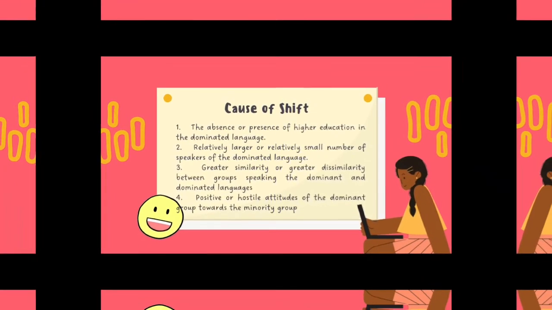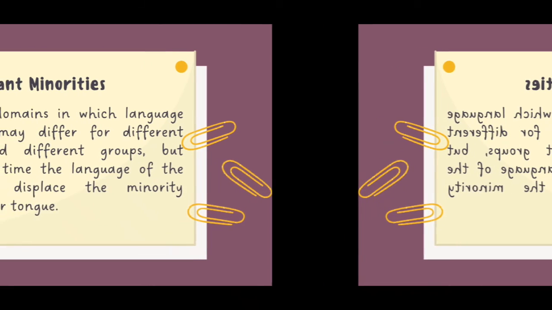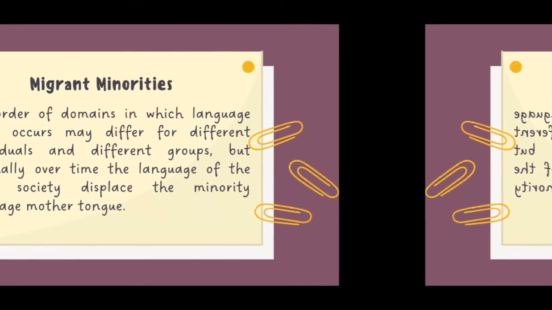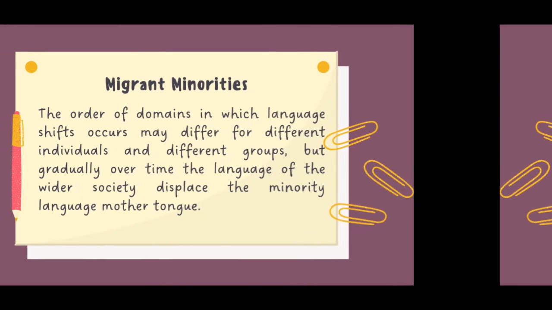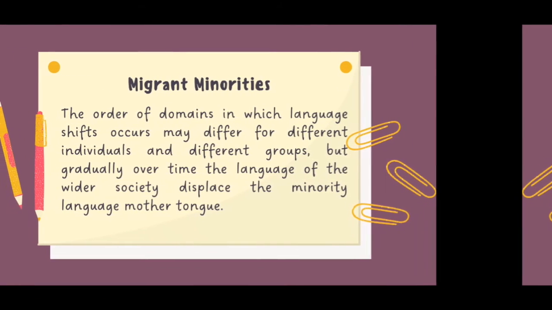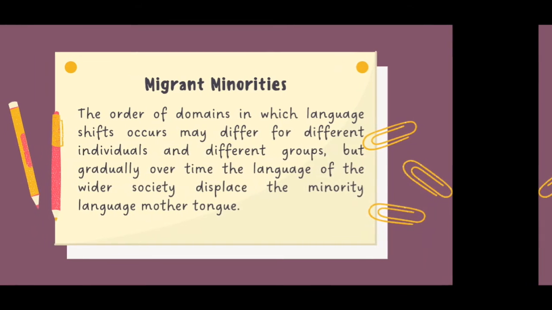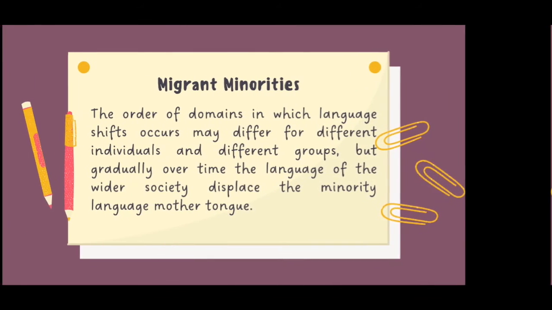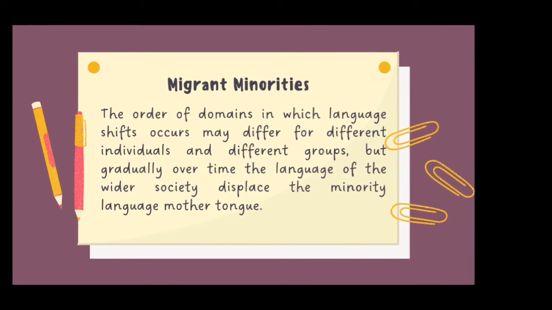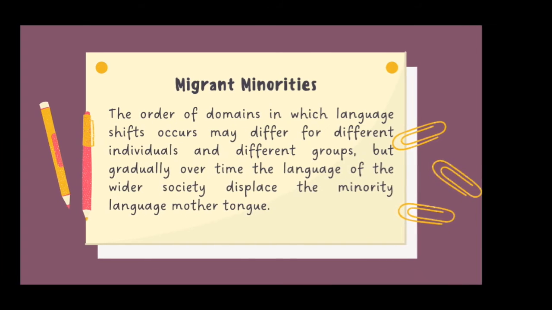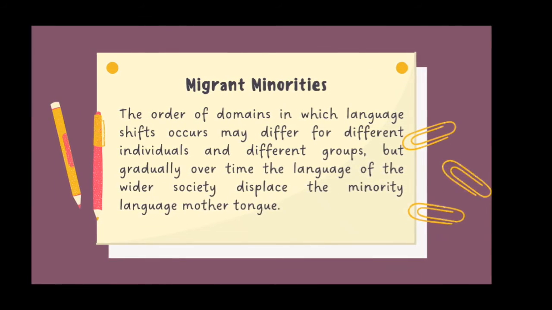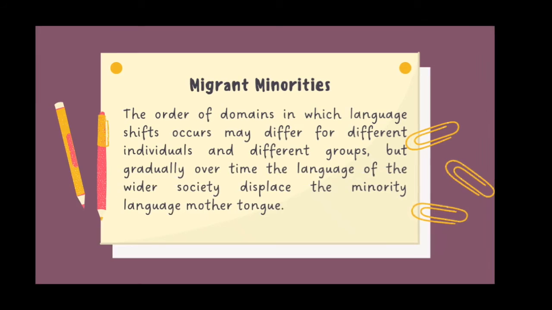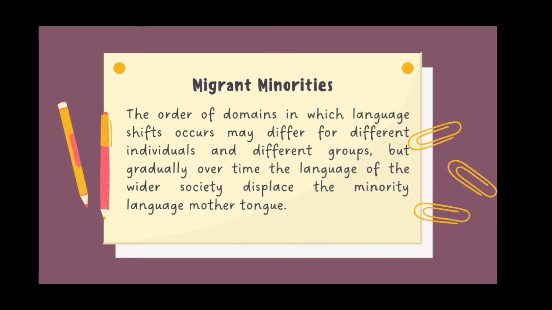Next, we will discuss the migrant minorities. The order of domains in which language shift occurs may differ between individuals and groups, but gradually over time, the language of the wider society displaces the minority language, the mother tongue. Migrants are virtually monolingual in their mother tongue. Their children are bilingual, and their grandchildren are often monolingual in the language of the host country.